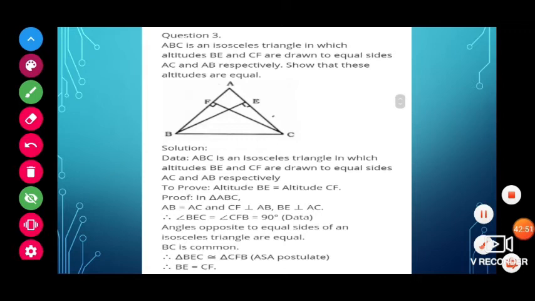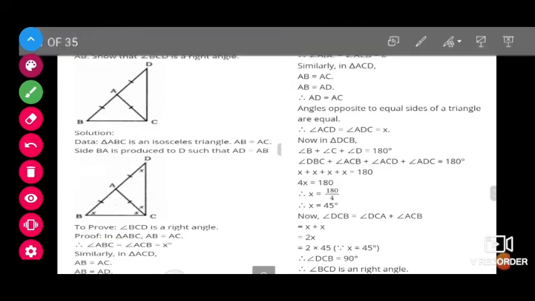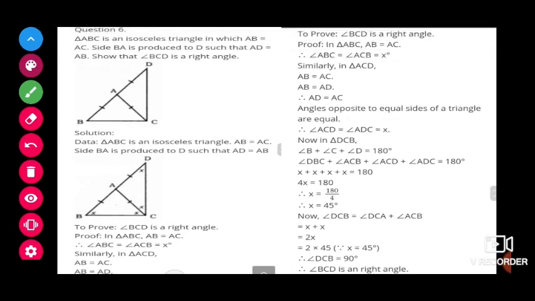Next, children. Next question, question number 6. Triangle ABC is an isosceles triangle in which AB is equal to AC. Side BC is produced to D such that AD is equal to AB. Then show that angle BCD is a right angle.